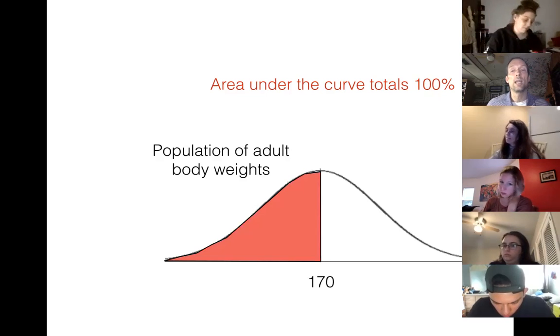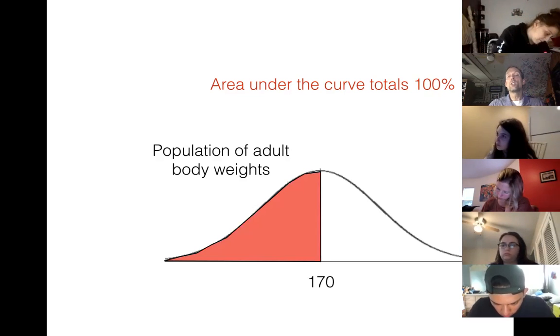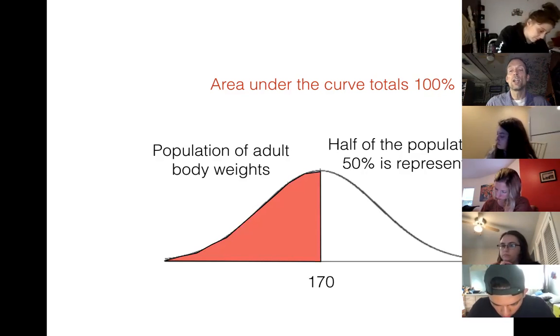I'm going to go to Kayla. Kayla's number 20. Kayla, if we're looking at the curve here, what does it look like is the percentage that we just shaded in? 50? You are exactly correct. It looks like half the population is represented by the red area.